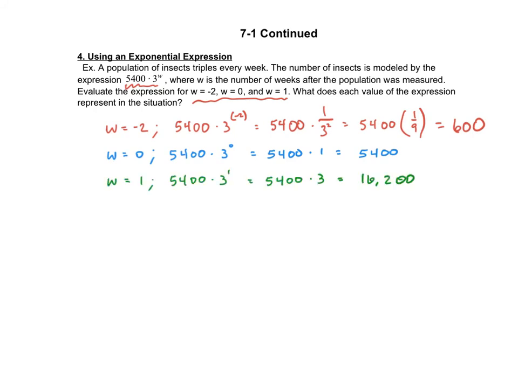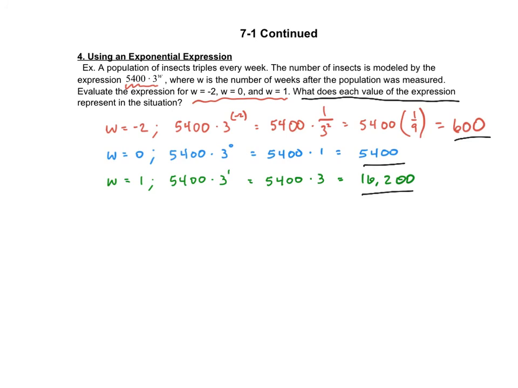And then finally, when I evaluate it for W is equal to 1, I have 5,400 times 3 to the first power. That is going to simplify to 5,400 times 3, which is equal to 16,200. So there we've found our values. That was easy enough, our 3 values. But then it says, what does each value in the expression represent in the situation?